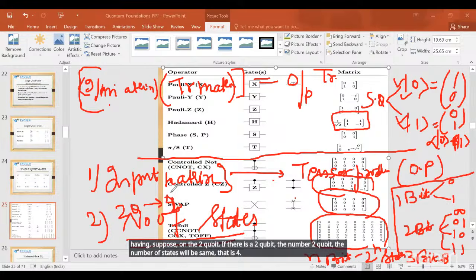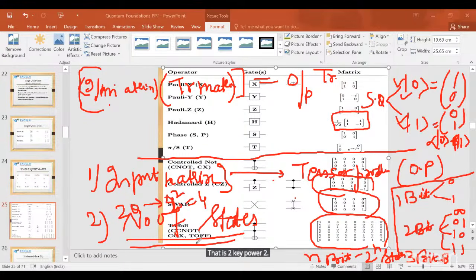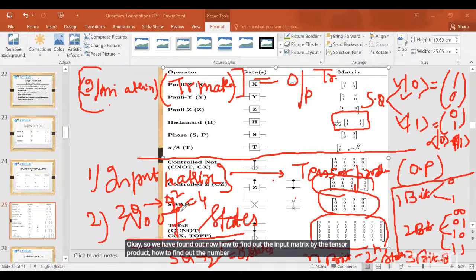That is 2 to the power 2, that is 4. For 3 qubits, 2 to the power 3, that is 8 states we will have. So we have found out how to find the input matrix by the tensor product, and how to find the number of states with this formula.